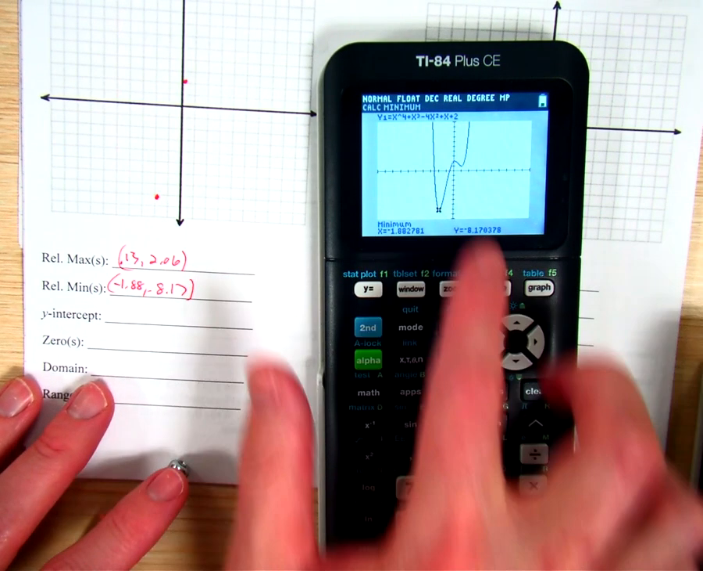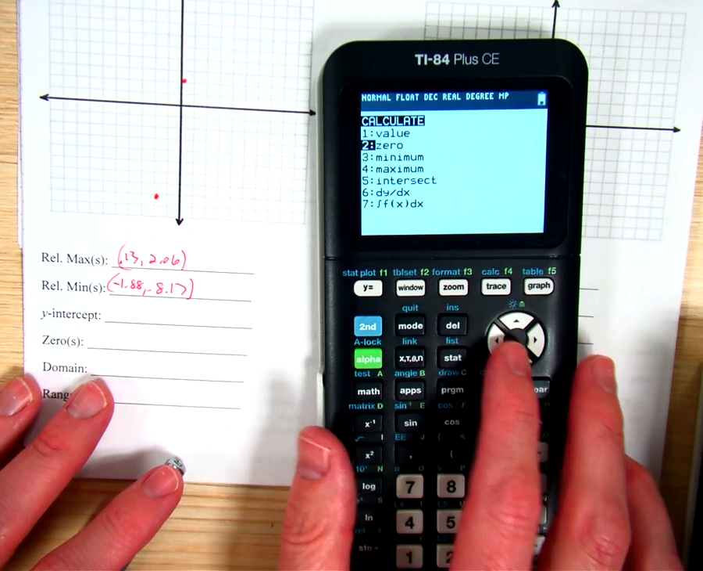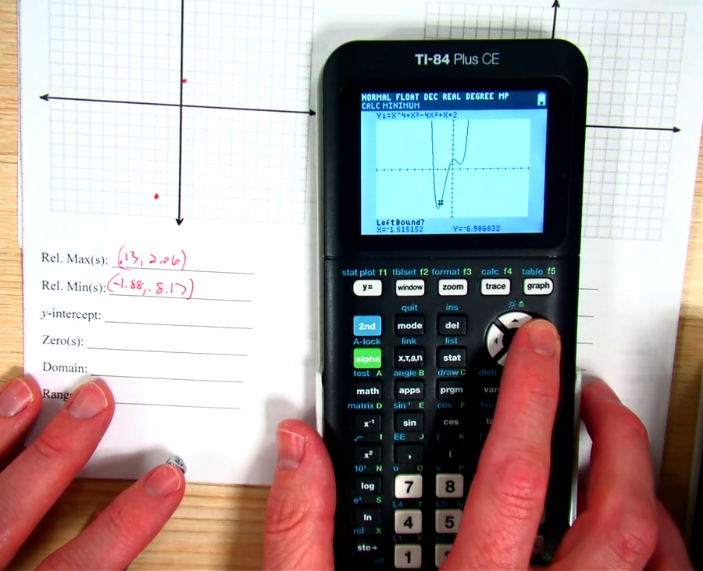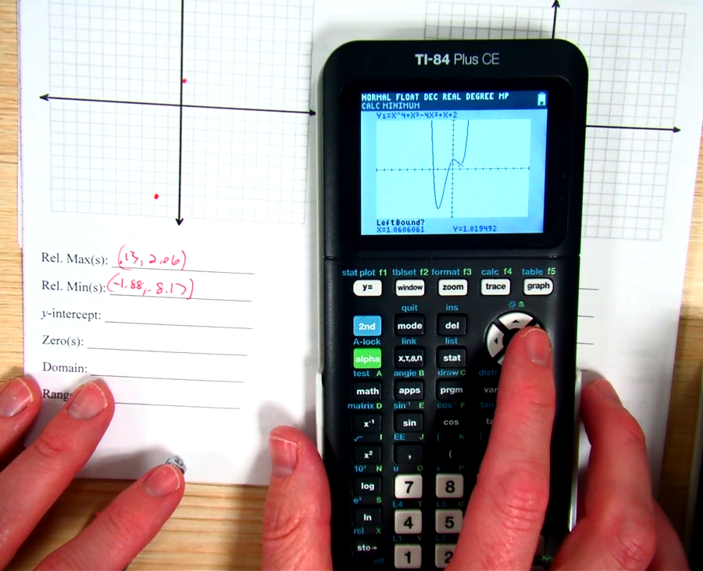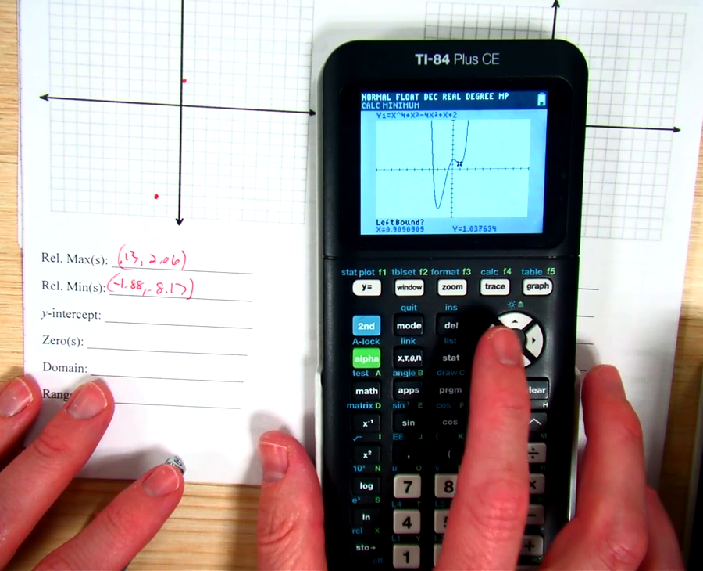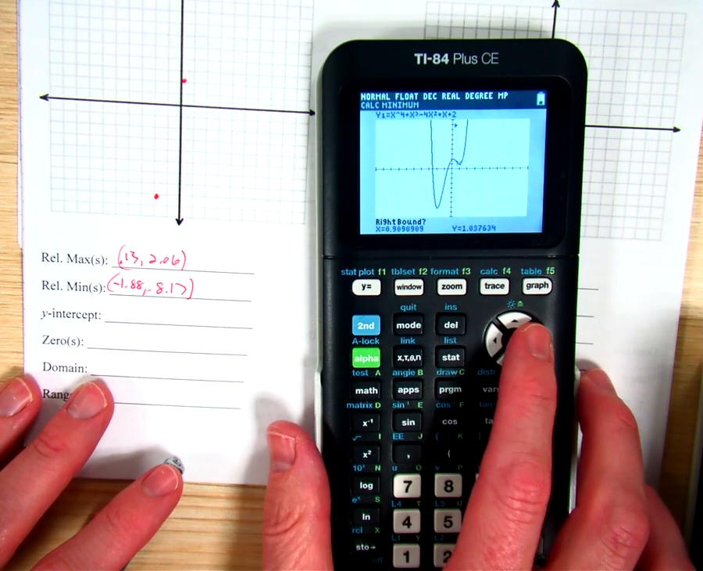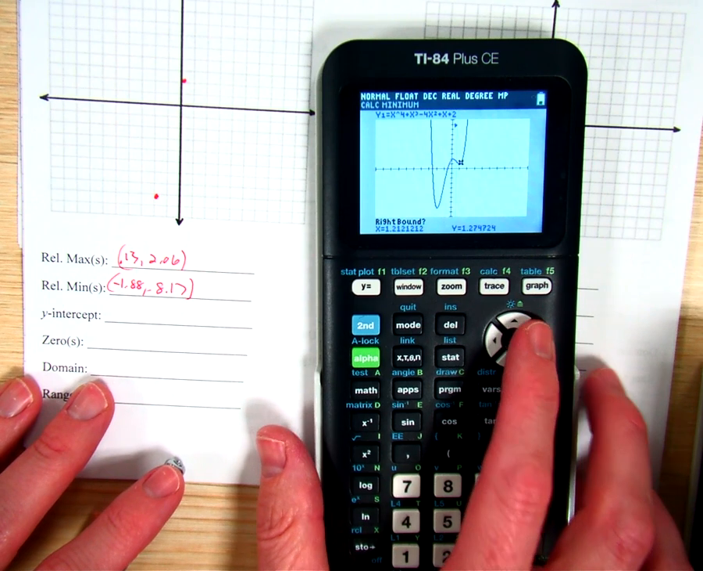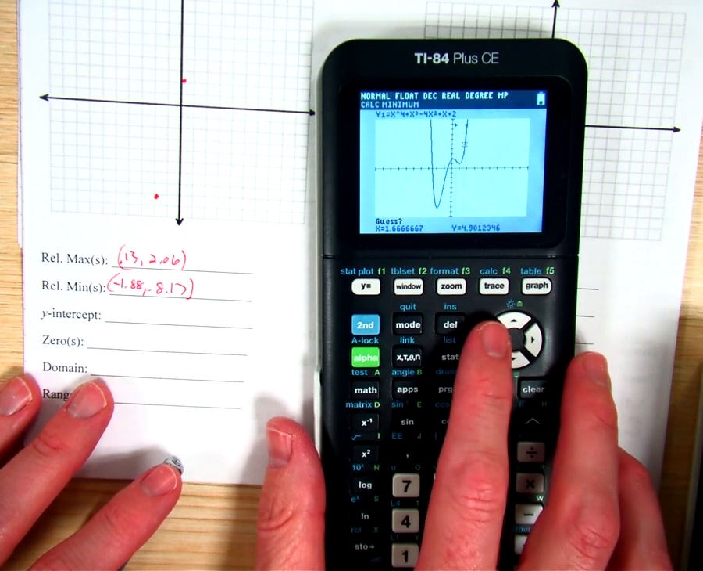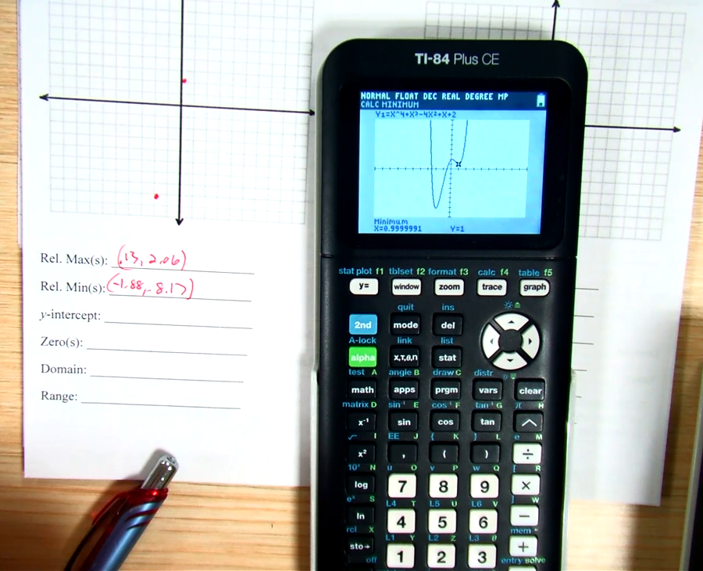Alright, next up, we got another minimum over there. Second trace minimum. Okay, close as we can. Left, left, left. Enter. Back to the bottom. Right, right, right, right. Enter. Back to the bottom. Guess.